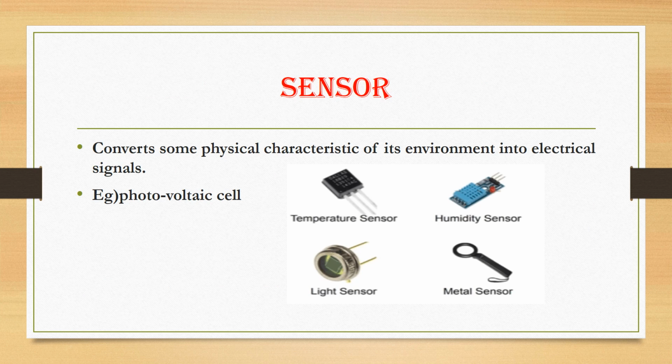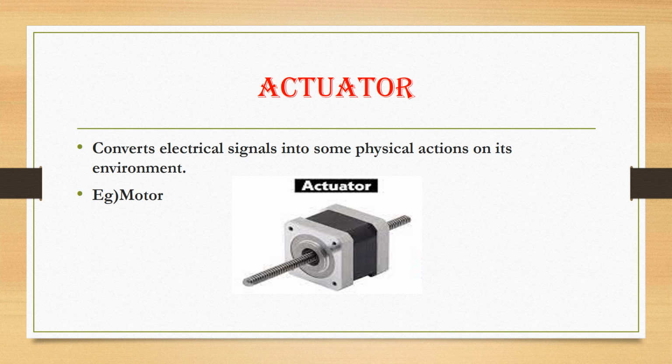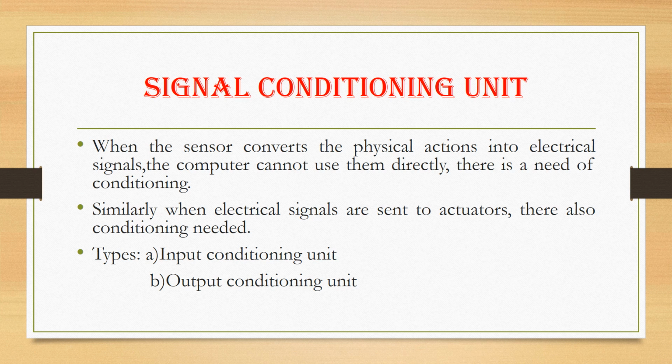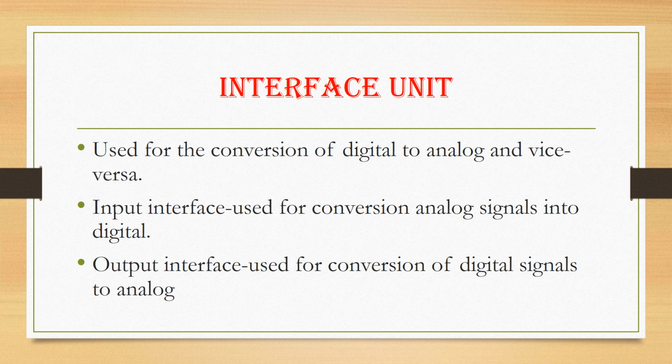Sensor: it converts some physical characteristics of its environment into an electrical signal. Examples are a photovoltaic cell, temperature sensor, humidity sensor. Everything it will convert into an electrical signal. Then actuator: it converts an electrical signal into physical action. The best example is a motor. Then signal conditioning unit: we need an input conditioning unit as well as an output conditioning unit. Then interface unit: it is used for converting digital to analog or analog to digital signals.